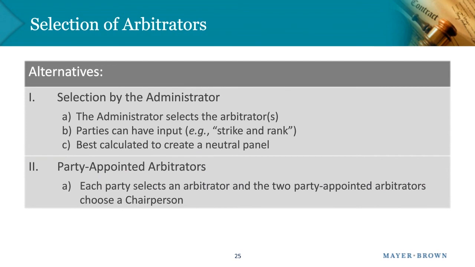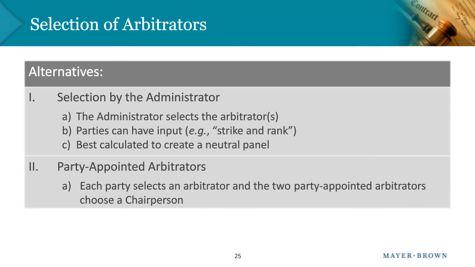We also saw in reviewing the strategic decisions that are important during the course of an arbitration that the selection of the arbitrators is extremely important and potentially outcome determinative. This is another item on the checklist that can be addressed in drafting the arbitration clause. We reviewed the two major alternatives in discussing the strategic decisions. One alternative is the selection by the administrator, who will compile a list of conflict-free neutrals. The parties then have input, for example, the strike and rank that I described earlier. And as I also mentioned, this approach is best calculated to create a genuinely neutral panel.